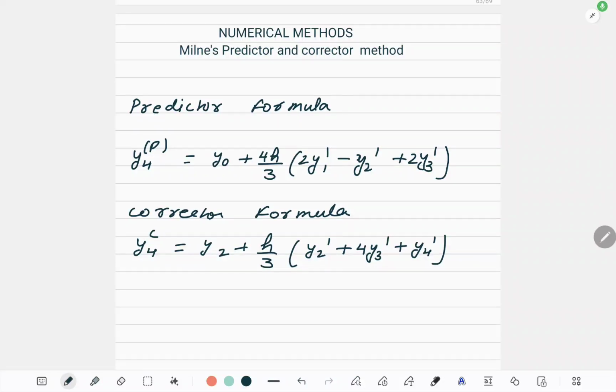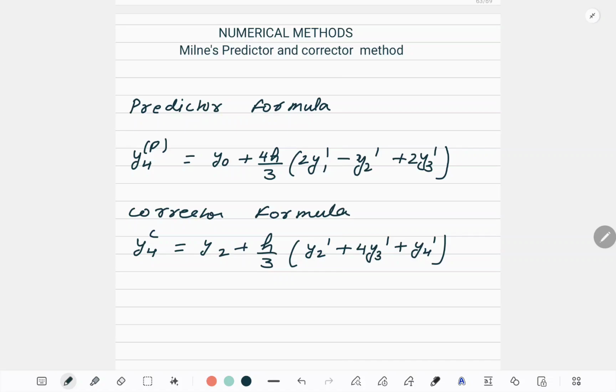Hello students, let us learn one more method, Milne's predictor and corrector method in numerical methods. This method is used to solve differential equations, the same way as Euler's modification method, Runge-Kutta method and Picard's method. In this method, we will have one predictor formula and one corrector formula. The predictor formula will predict the value and the corrector formula will correct or improve it. As in Euler's modification method, the corrector formula can also be applied more than once.